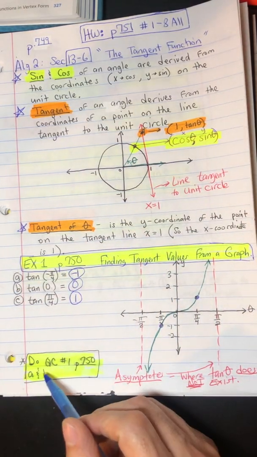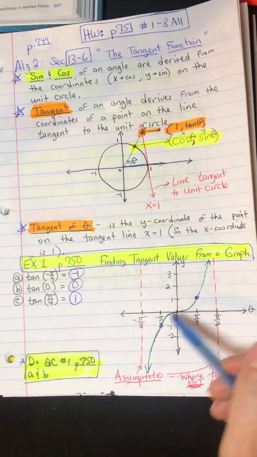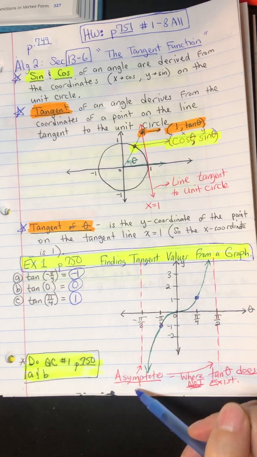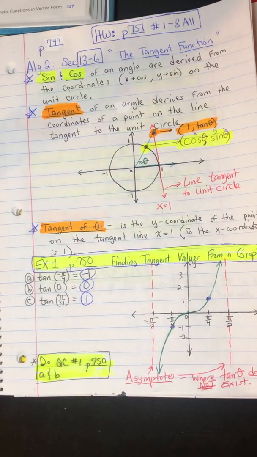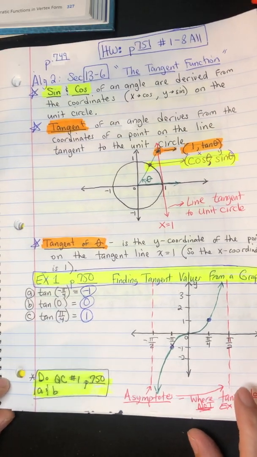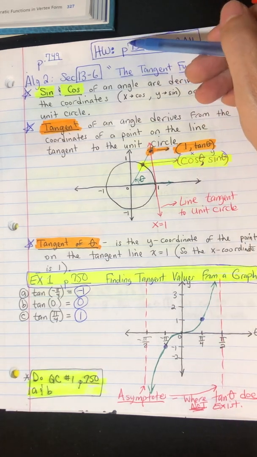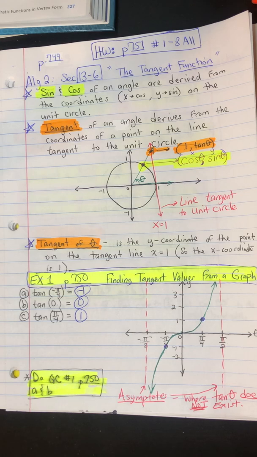And that's it. So right now, you can do quick check number 1, page 750. Try to do it on the graph first, and then check your answers on the graphing calculator to see if you get the approximate answers for the tangents. Okay, I think that's it. Your homework from this section would be a very short assignment, just page 751, numbers 1 through 8 all. Again, it's just to get a little feel for what tangent is and how the values for tangent are found. Thanks, guys.